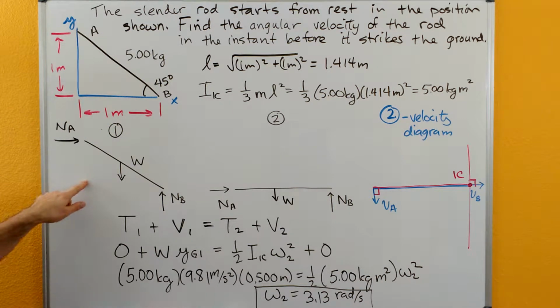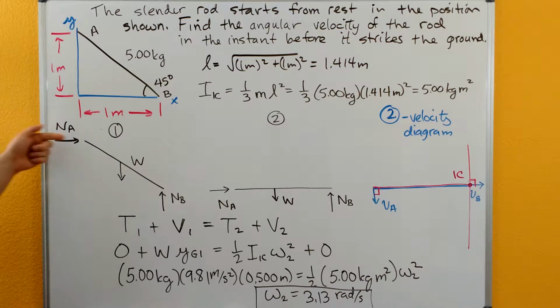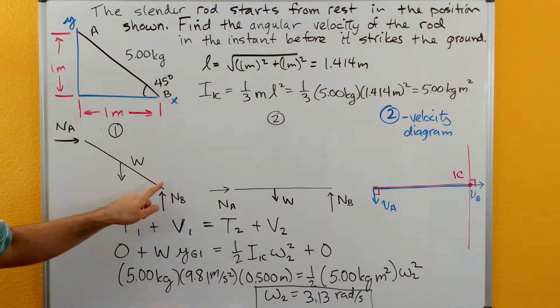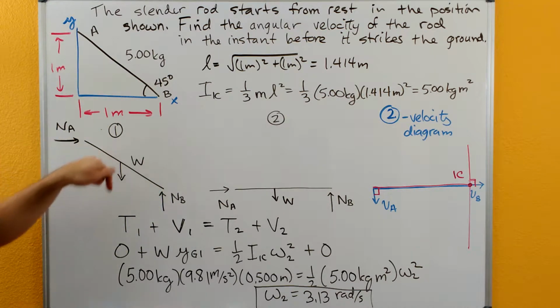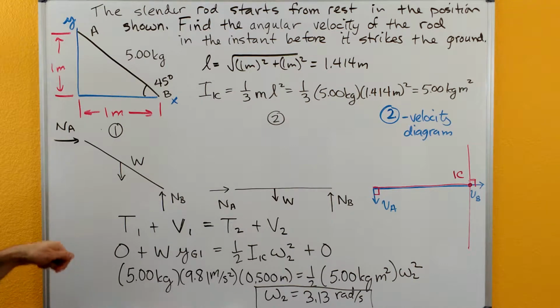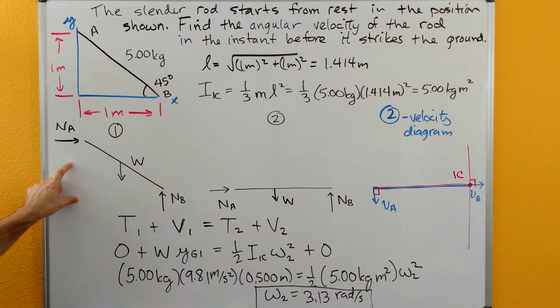So let's draw our free body diagrams. So here's our free body diagram for our first position. So we've got our normal force at A, we've got our normal force at B, and then we've got the weight and the center of gravity of the rod. There's no friction because we're assuming that it's a smooth frictionless surface at both A and B.